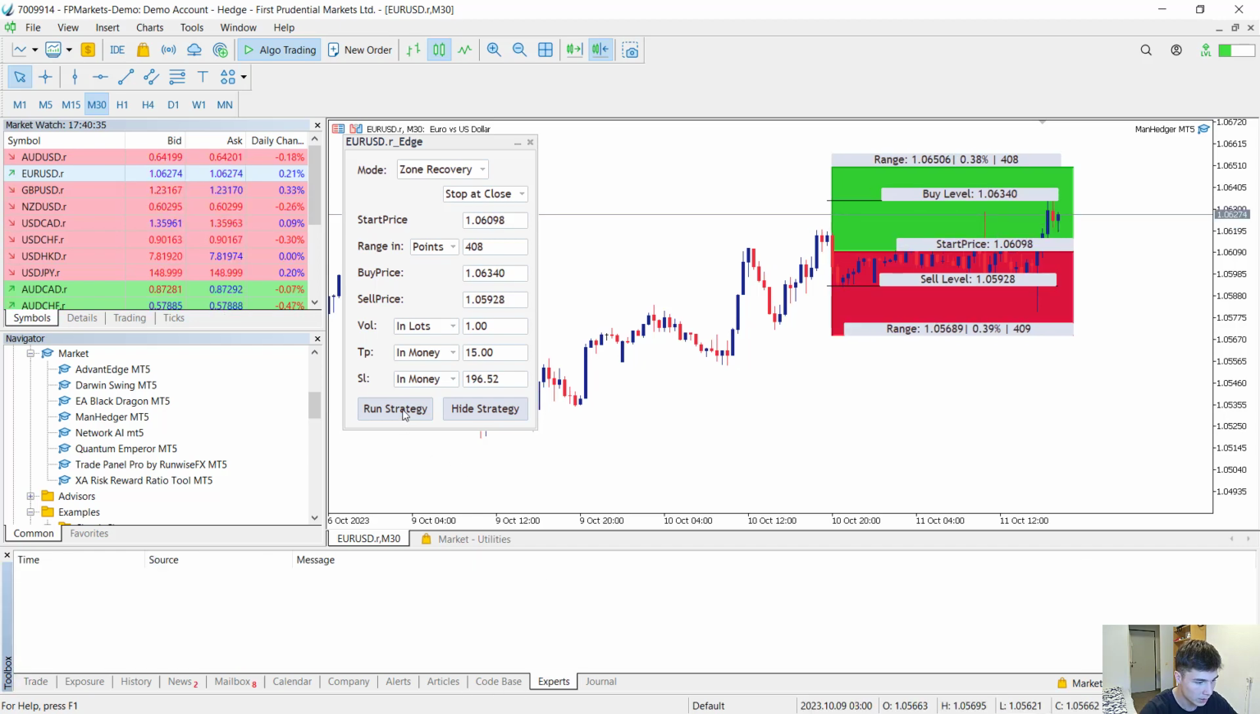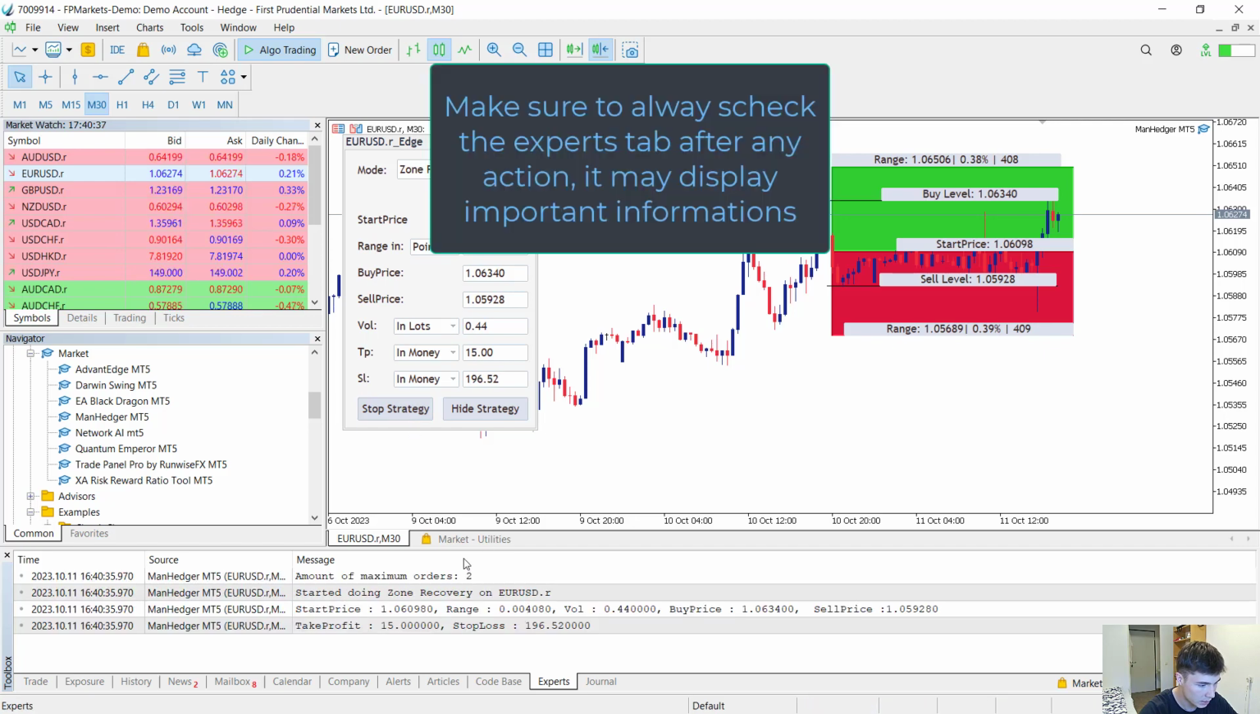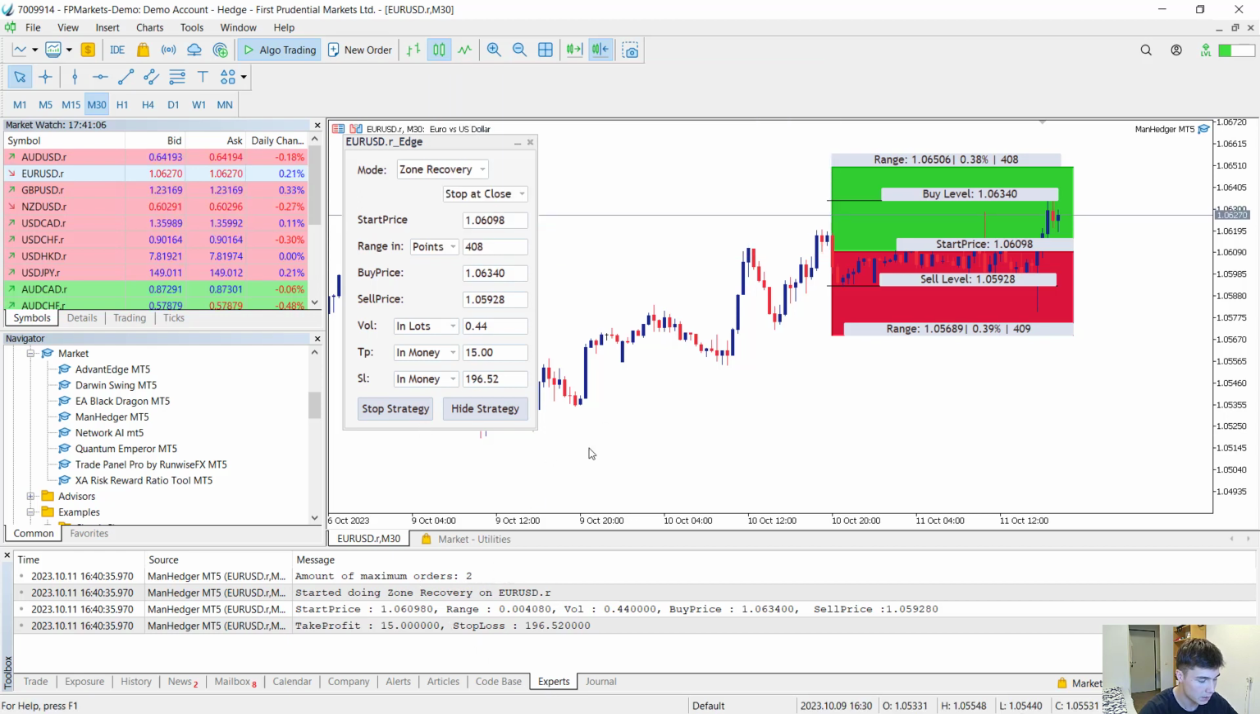Whenever you hit run strategy, you will see the information of your strategy displayed here on the experts tab. You can see here that the amount of maximum orders is 2. This is calculated based off of the volume, the stop loss, and the buy price, sell price, and range. And you can see every parameter of this currently running strategy right now.